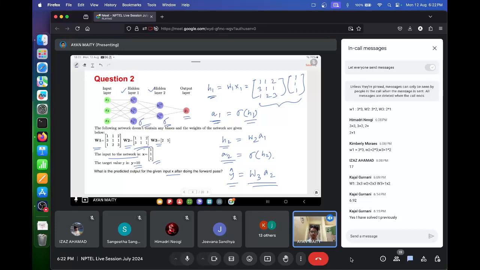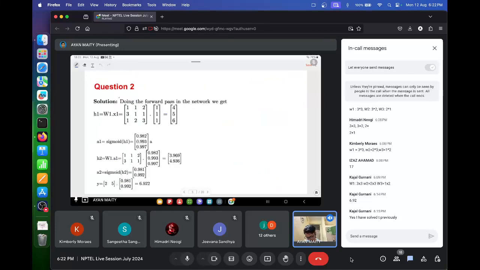Is this understandable? Is there any question or doubt regarding this answer? Okay, so I have written the steps here. So this is how you have to compute. The output is 6.92 for the input X equals 1 1 1.